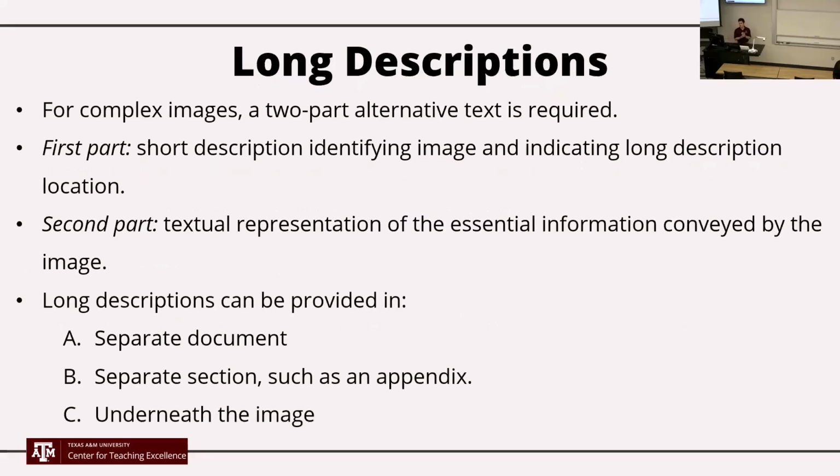For those images, we do recommend what is called a long description. The long description allows you to add more details. It's a lot more flexible than just an alt text. For complex images, we're looking at a two-part alternative text. For the first part, you would indicate the short description, identify the image, and where the user can find the longer description. So in that text box, for your first part, you would include where to find that long description.